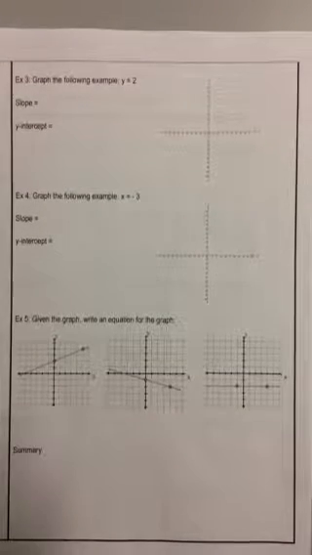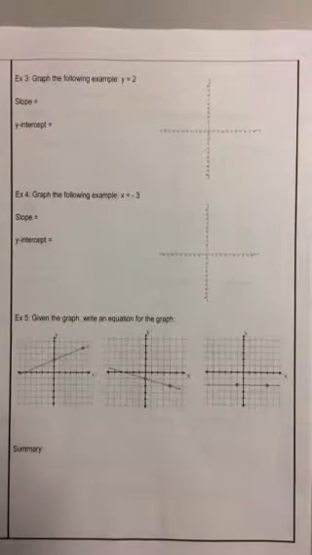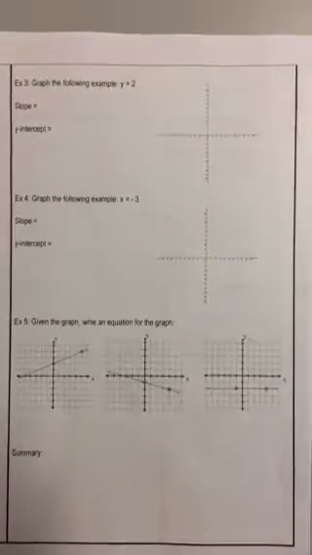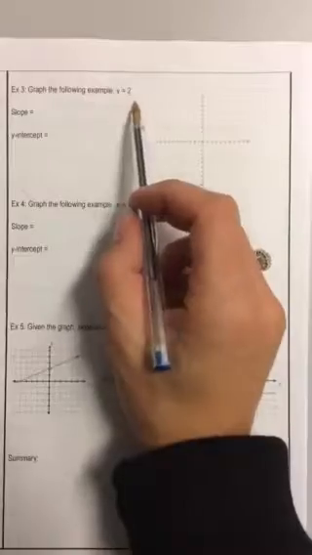How do we graph lines that say y equals 2 or x equals -3? What exactly do those look like? Well, we're still going to follow the same steps to figure out how to graph these. In my example 3 here, it has y equals 2. So I'm going to rewrite this in slope-intercept form.